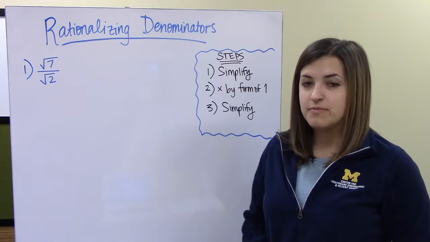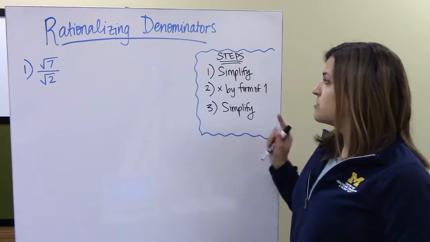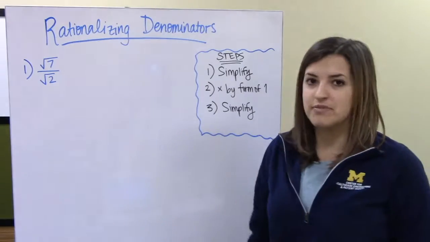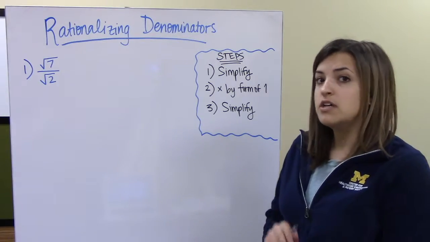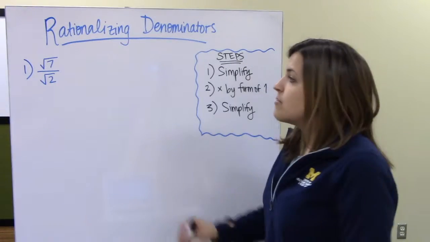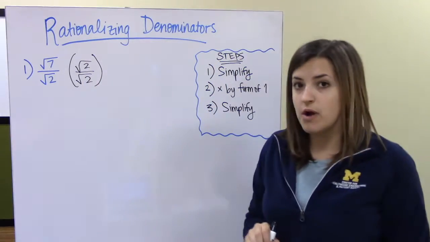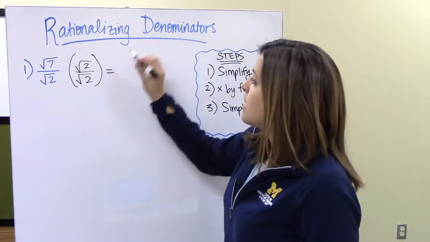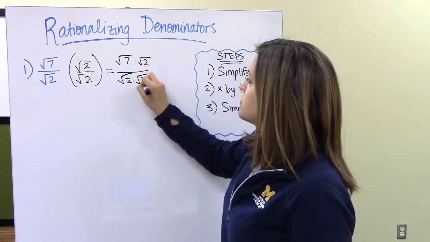Our first example is square root of 7 over square root of 2. We're going to solve this using those steps we just outlined. First step is to simplify if we can. This is already simplified as much as we can, so we go on to step number 2. We have to multiply by a form of 1 using the square root in the denominator. So I'm going to multiply this whole thing by square root 2 over square root 2. I'm not changing this problem at all because I'm really just multiplying by 1. So I get the square root of 7 times the square root of 2 divided by the square root of 2 times square root of 2.